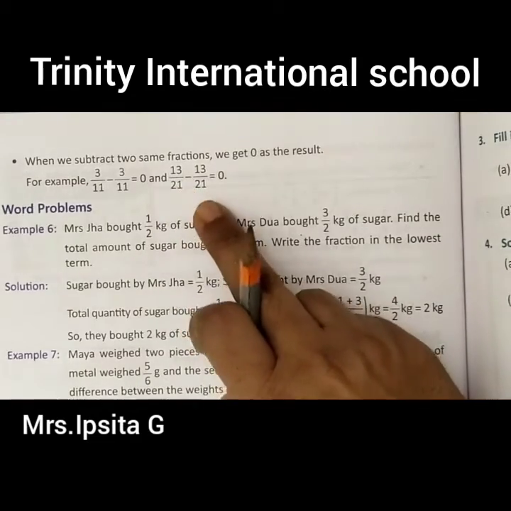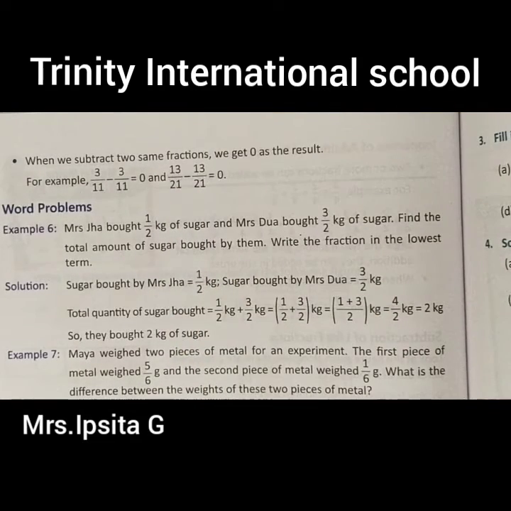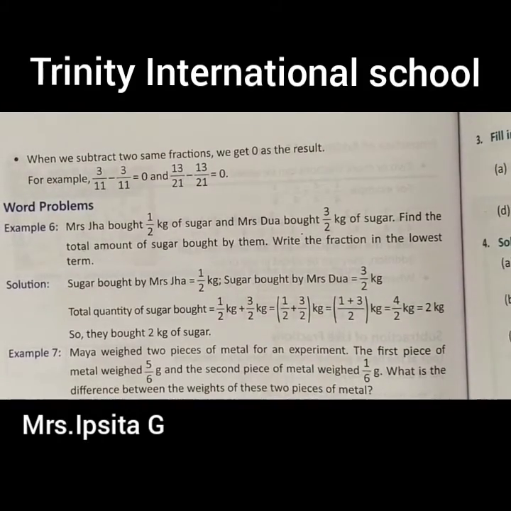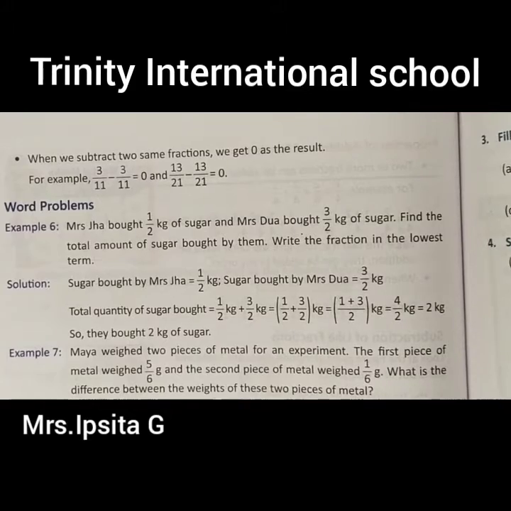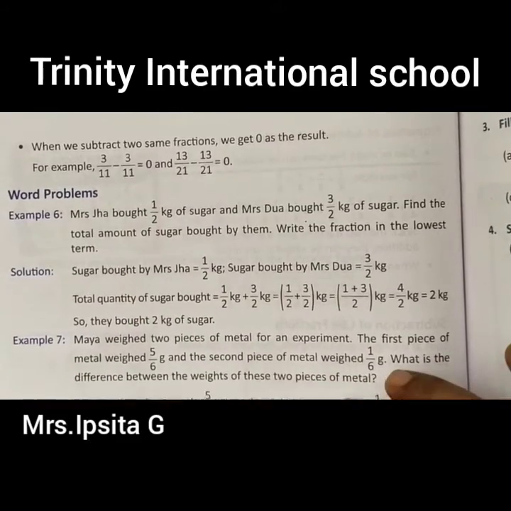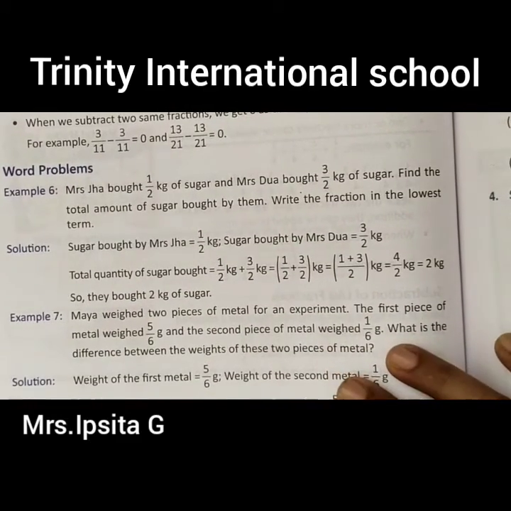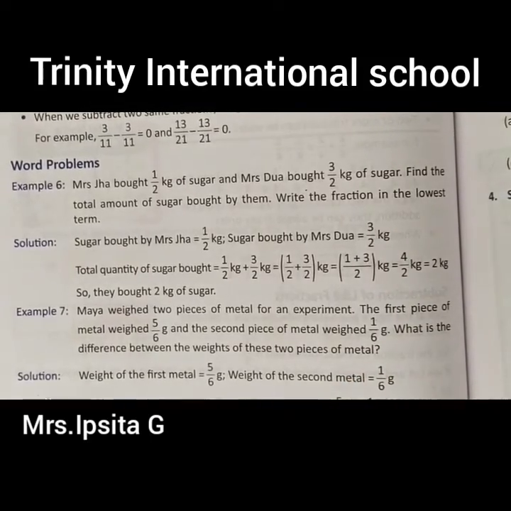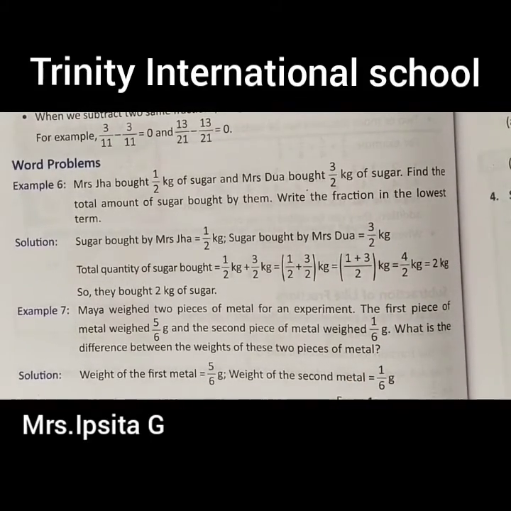So here also same thing, same fraction, we have subtracted the two same fractions, so we are getting 0. Okay, so with this we complete the explanation of addition and subtraction of fractions. Now here you have another thing, that is the word problem. So your next exercise will consist of addition, subtraction and word problems based on fractions.